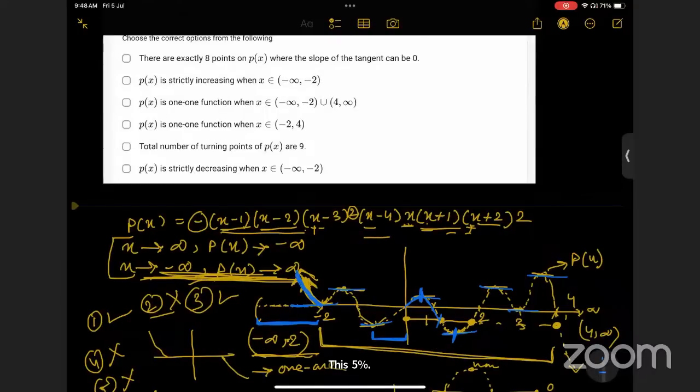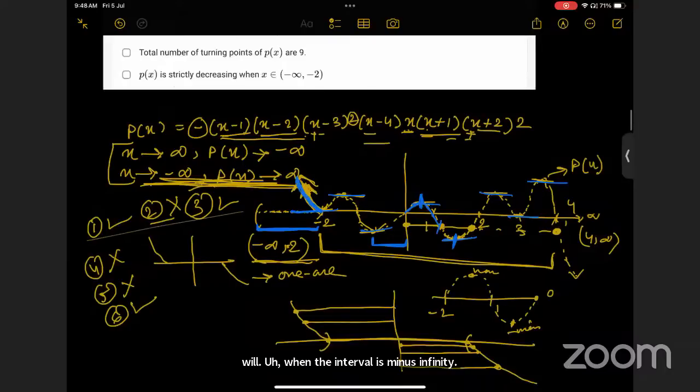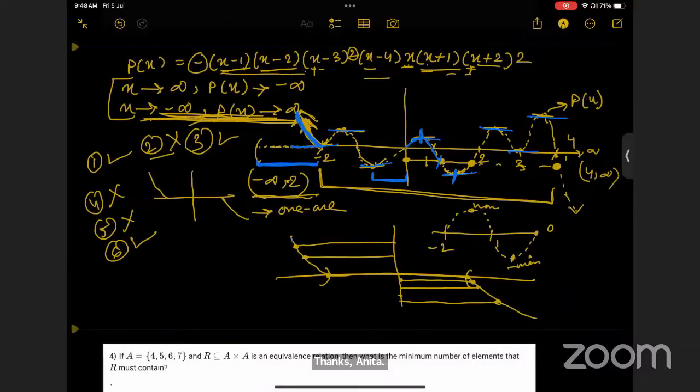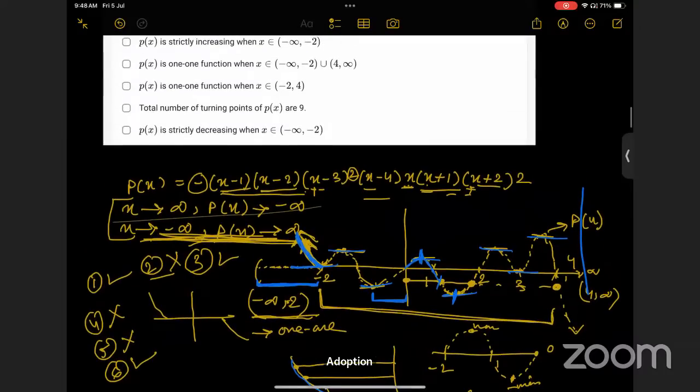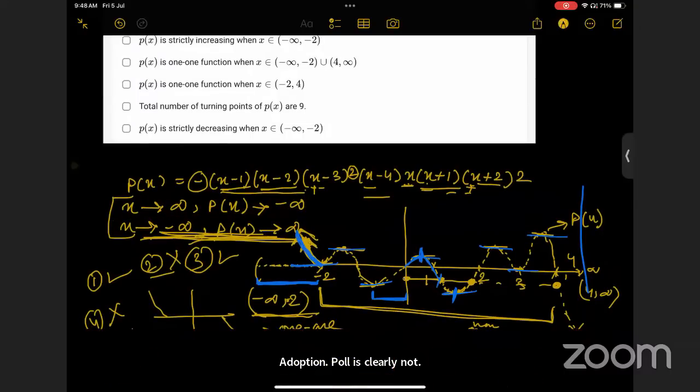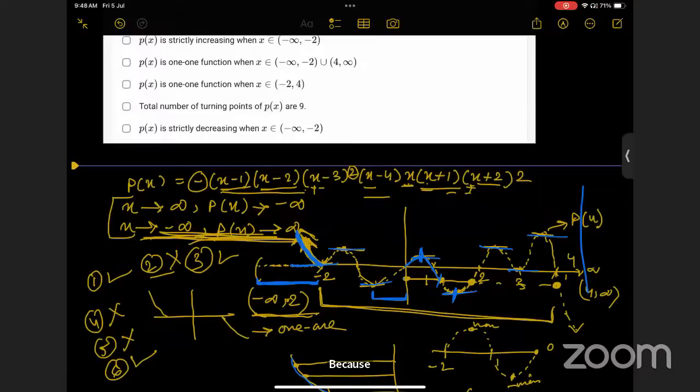So the next option: P is a one-one function when the interval is minus infinity to 2, union 4 to infinity. If we draw this, it will be something like that, right? So this is one-one because we can consider the values. Option 4 is clearly not correct, because for any point here we can see. And the rest of the answers are also clear, right? Yes, ma'am. Thank you, ma'am.